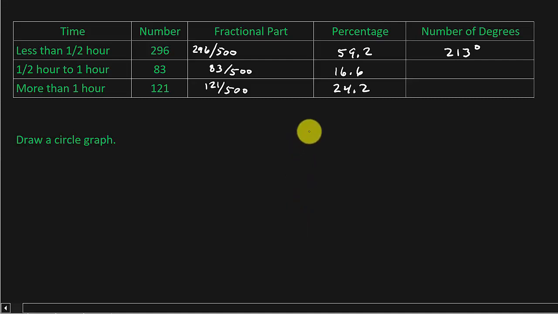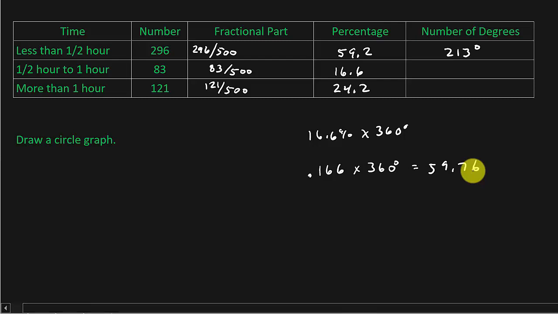we've got 16.6% times 360 degrees, which is going to be 0.166. We convert it to a decimal to multiply it by the 360 degrees. And so 0.166 times 360 is equal to 59.76 degrees. So I think what we're going to do here, we're going to just go ahead and round that up to 60 degrees.